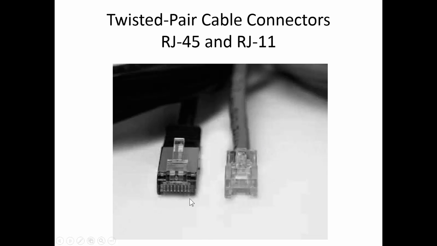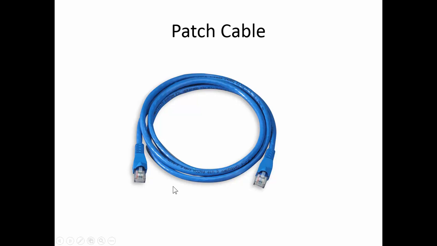And the types of connectors that you will see with twisted pair cabling are RJ45 and RJ11 connectors. We use RJ45 connectors because this is used for local area networks. An RJ11 connector is what's used for a telephone line. They look similar, but when you put them side by side, you can see that the RJ45, the Ethernet jack, is a much wider connector.